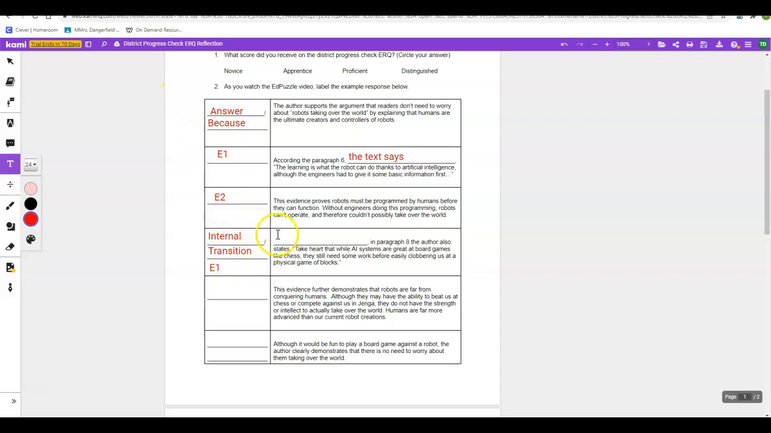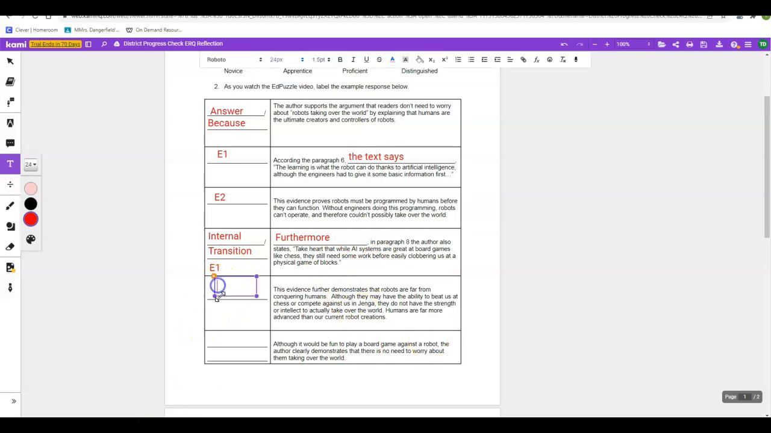Again, we have to have an internal transition, so I was looking for something like "furthermore" or "additionally," and then another piece of evidence that was cited from the text. So I put, "The author also states, 'Take heart that while AI systems are great at board games like chess, they still need some work before easily clobbering us at a physical game of blocks.'" And then I have my closing quotation marks. Just remember, guys, that when you are citing evidence, it needs to be word for word from the text.